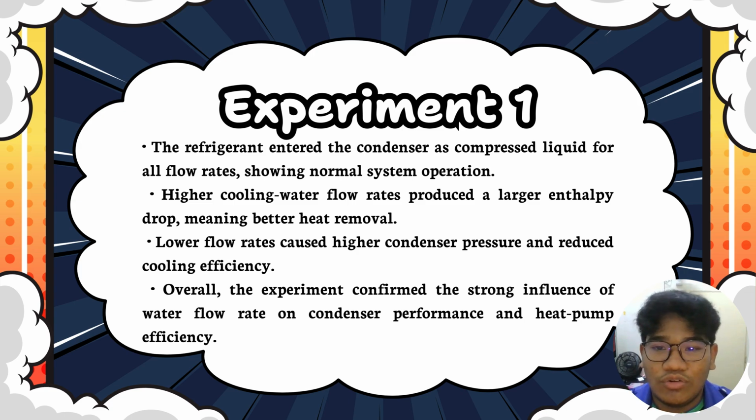The conclusion for experiment 1 is that when the refrigerant enters the condenser as compressed liquid for all flow rates, it shows that the system is operating normally. Second, a higher cooling water flow rate produces a larger enthalpy drop, meaning the system provides better heat removal. Third, lower flow rates cause higher condenser pressure and reduce cooling efficiency. Overall, the experiment confirmed the strong influence of water flow rate on condenser performance and heat pump efficiency.